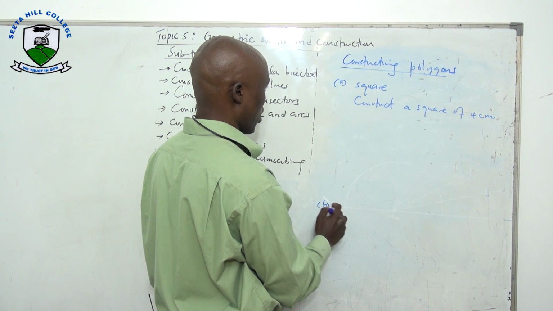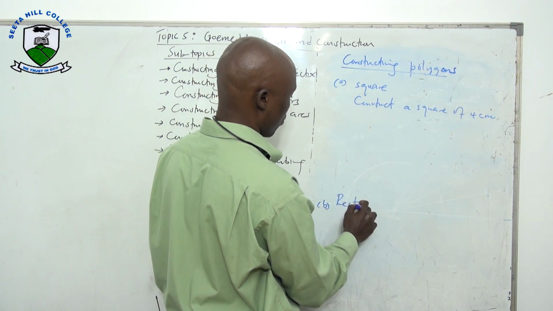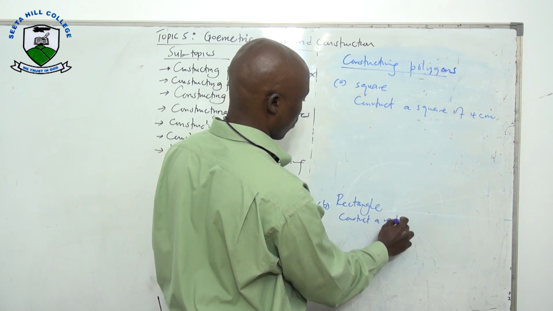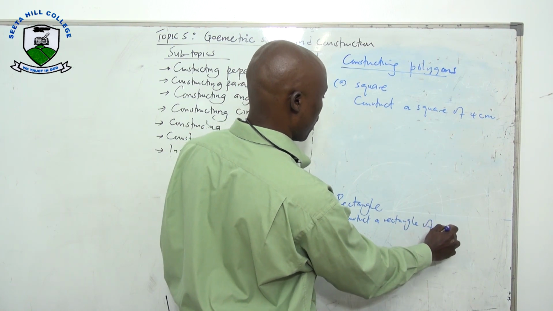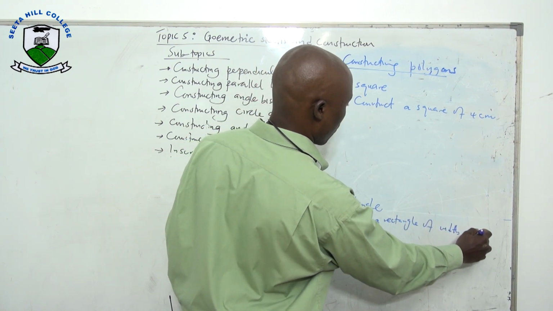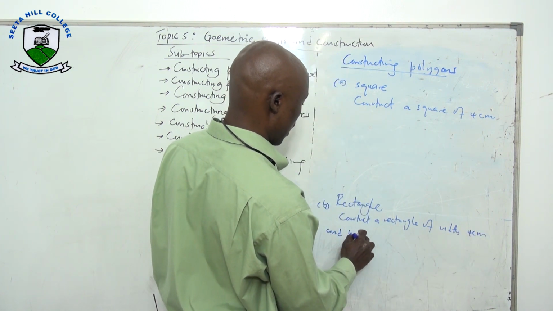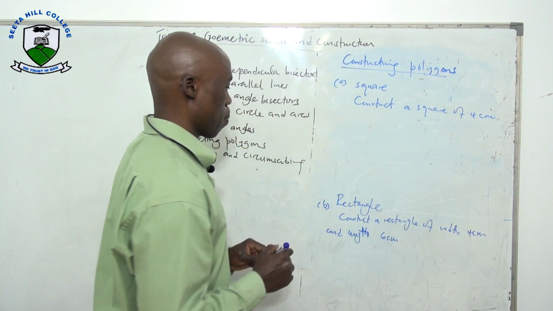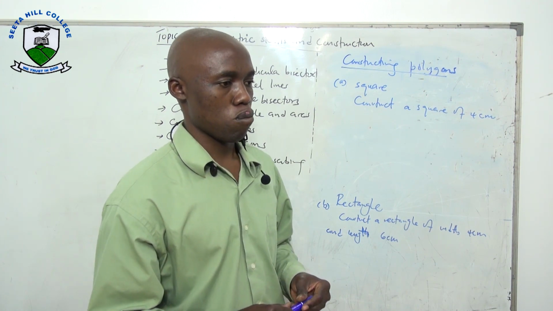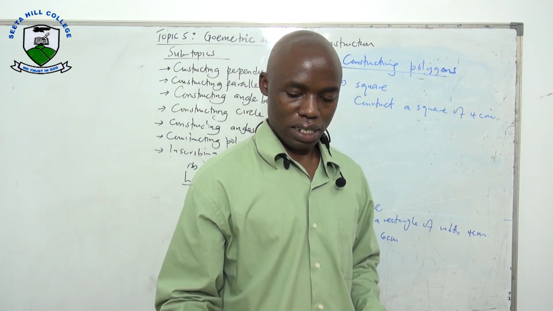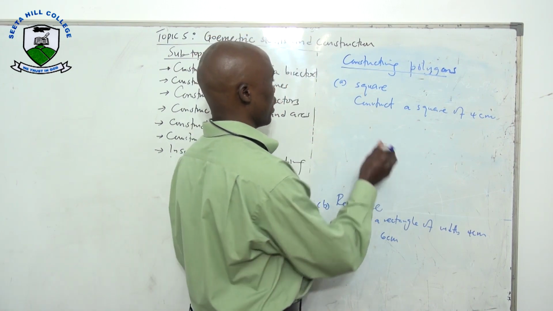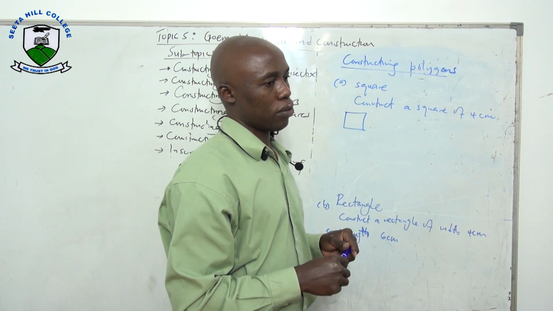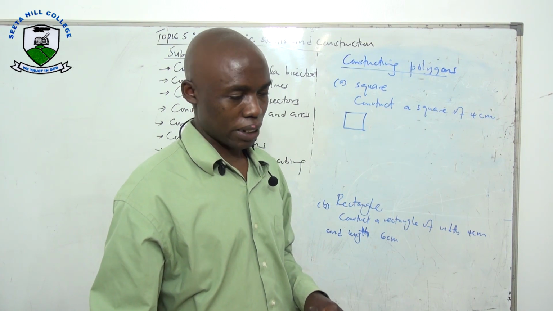Then rectangle. Construct a rectangle of width 4 centimeters and length 6 centimeters. That means because they have angles of 90, I expect you to construct an angle of 90 at the start.